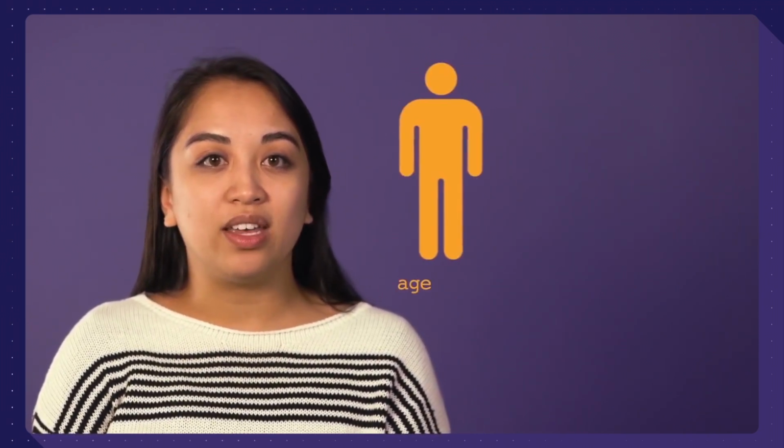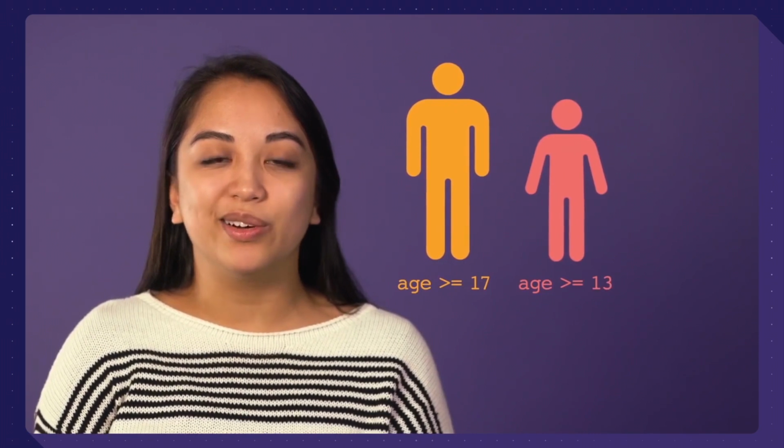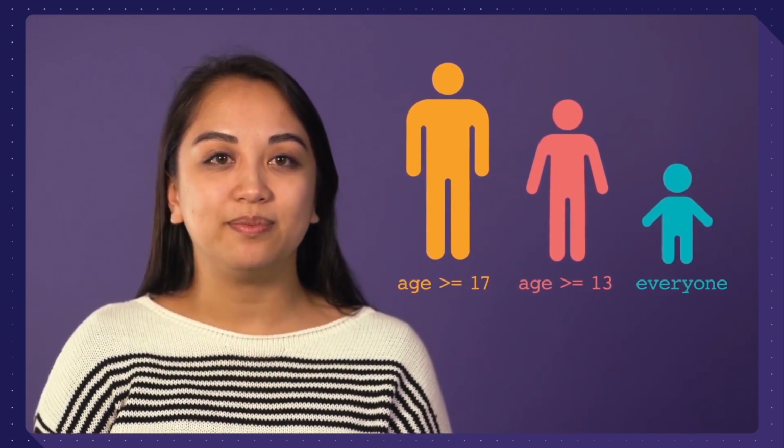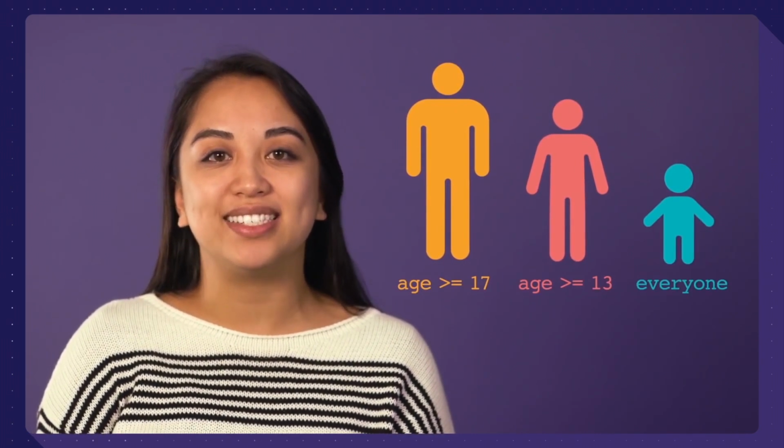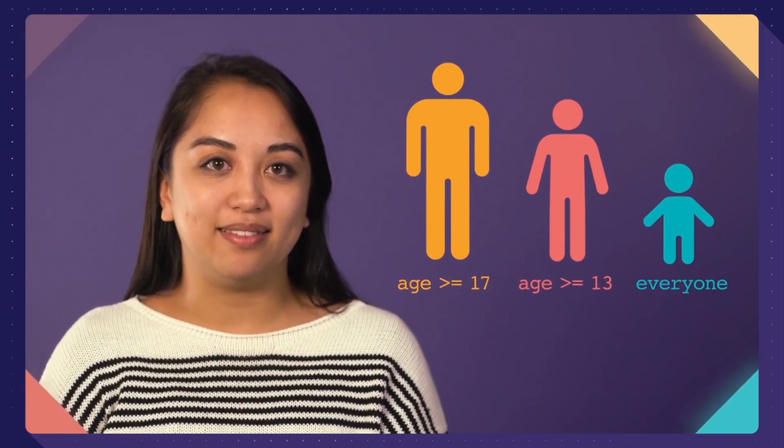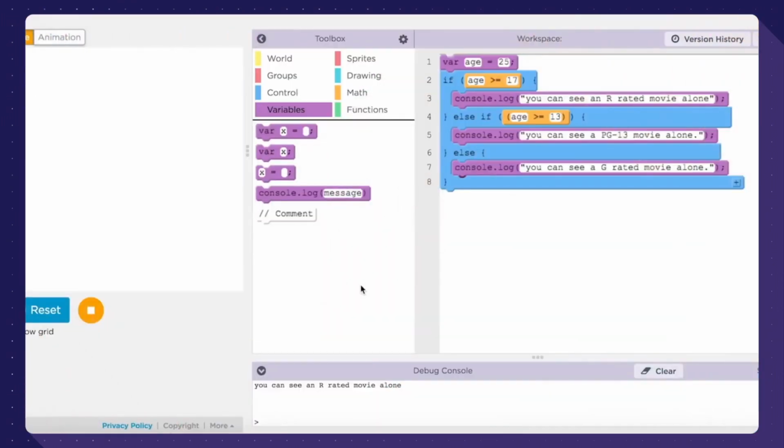Sometimes the decisions you will want your program to make have more than 2 possible outcomes. Let's continue our movie rating example, where we want to check whether the highest rating you can go see alone is an R-rated movie, a PG-13 movie, or just a G-rated movie. To check between these 3 different cases, we can add an else if statement. An else if statement is another condition that a program checks only if the previous if statements were false.